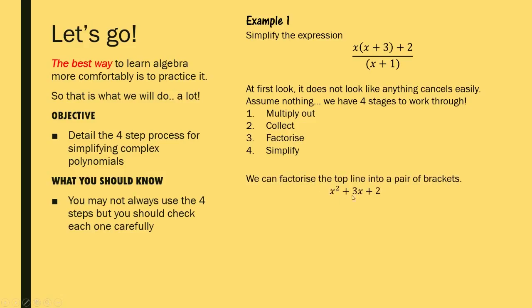So the third part is to factorize. We have a quadratic in the top line, which factorizes into a pair of brackets. So we're looking at the 2 numbers that multiply together to give you plus 2, and that add together to give plus 3. That's plus 1 and plus 2, and that factorizes down to become (x plus 1)(x plus 2).